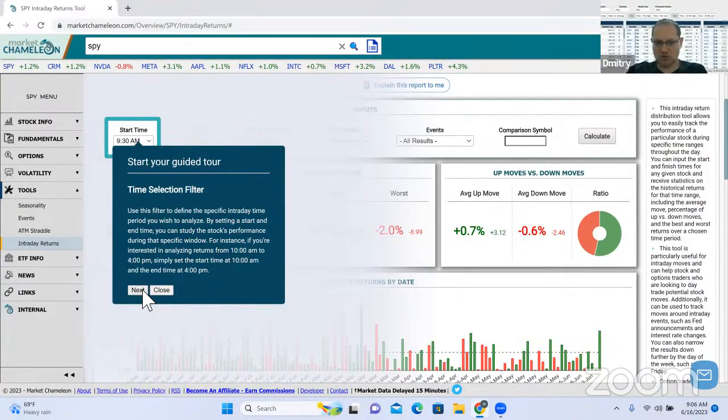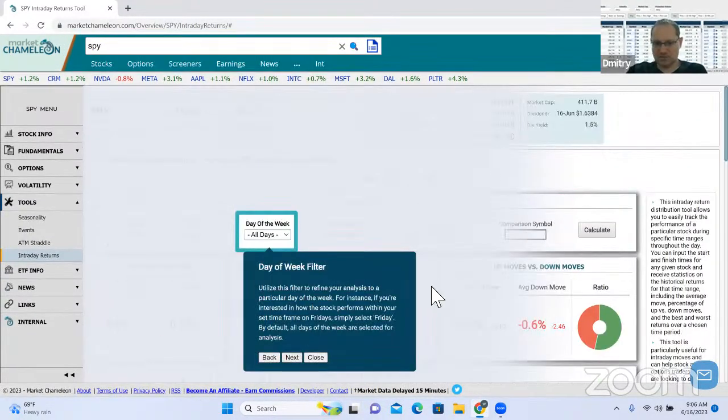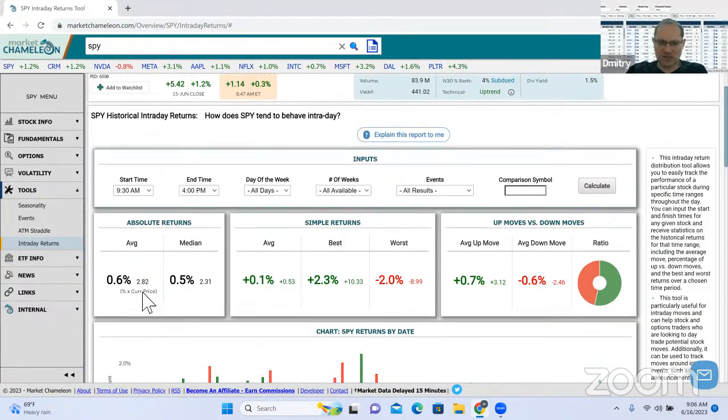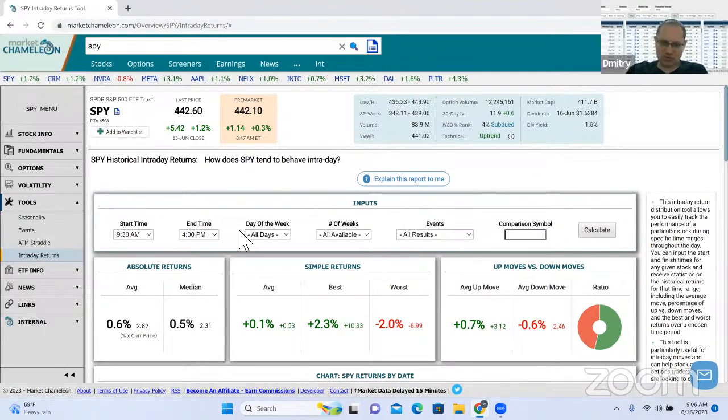It'll just go through each piece, give you more information. I'm going to close this now. So what is this telling us is that if we used all the data, we didn't use any of these other filters, that in absolute terms, up or down, SPY tended to move 0.6%. So we rounded a little bit, but 0.6%.